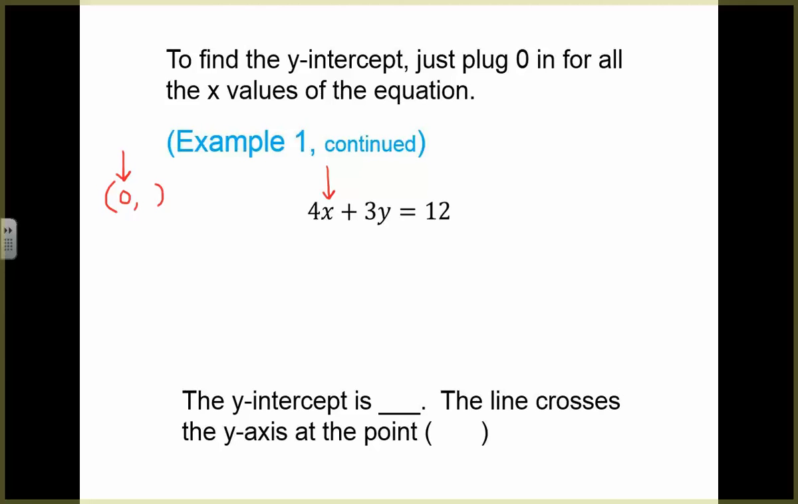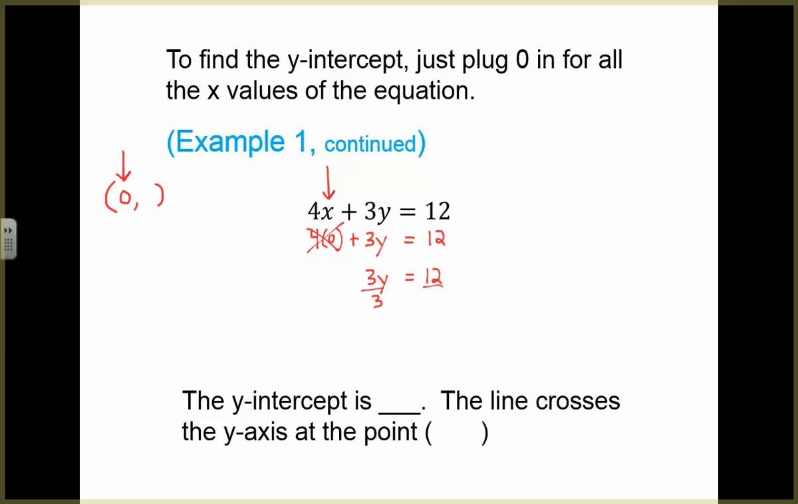So go ahead and copy this down as well on your paper. 4x plus 3y equals 12. And let's practice plugging in 0 for x. 4 times 0 plus 3y equals 12. Same deal as last time. 4 times 0 is 0. That's what's so easy about this. You kind of cancel out one of your variables by plugging in a 0 for it. And you're left with 3y equals 12.